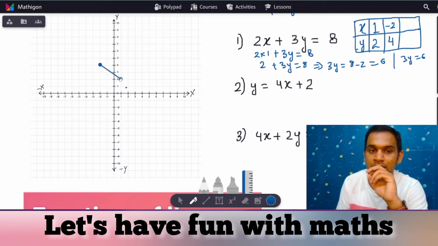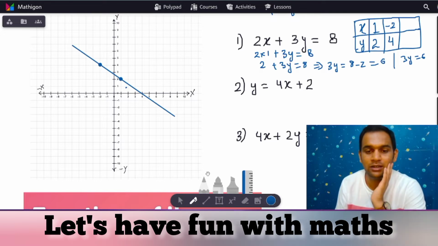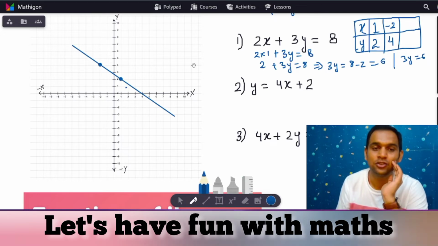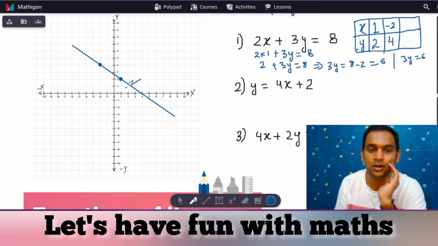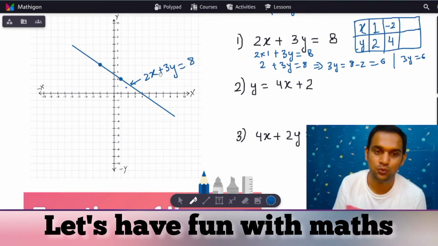Now we will connect this, and then we will extend this line a little bit further on the top. So this particular line is the solution line for 2x plus 3y equals 8. This is also called the graph of a linear equation in two variables.